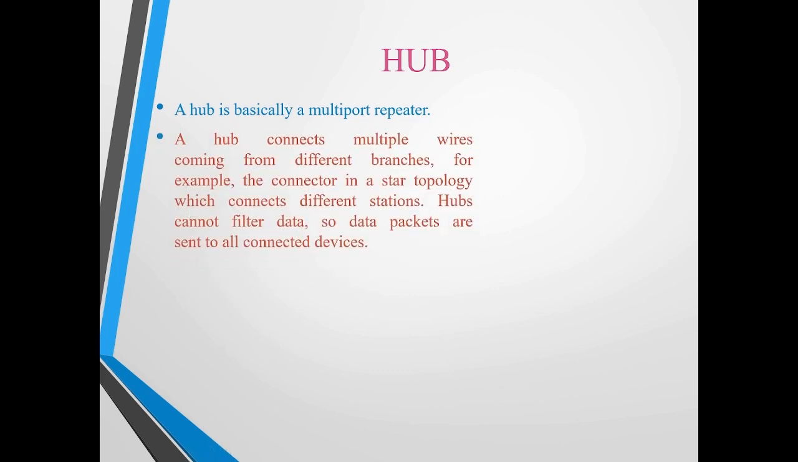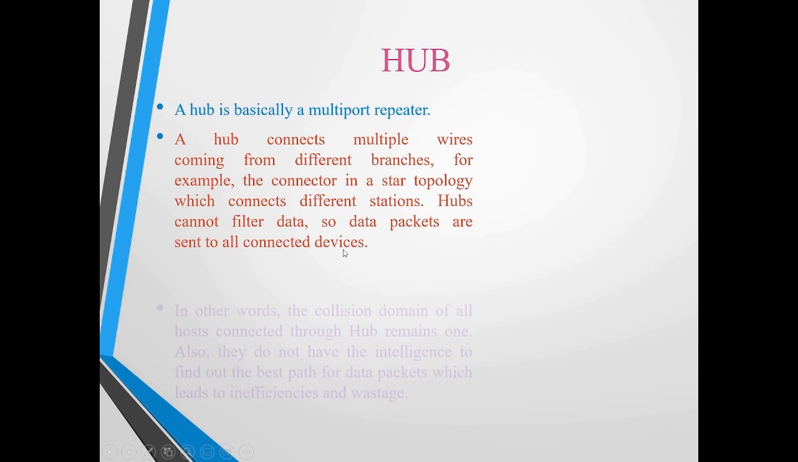After that, the next device which we are having within the computer network is the hub. It works on the physical layer of the computer network, and it is a multi-port repeater. This hub connects multiple wires coming from different branches. For example, a connector within a star topology connects different workstations, and hubs cannot filter the data, so the data packets are sent to all the connected devices.